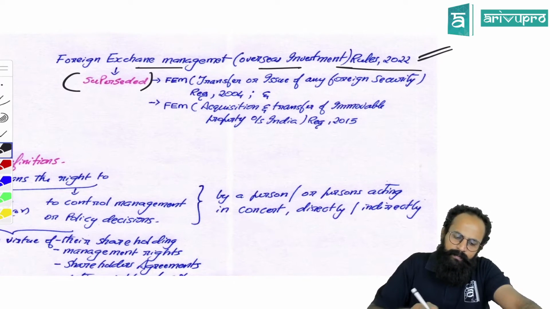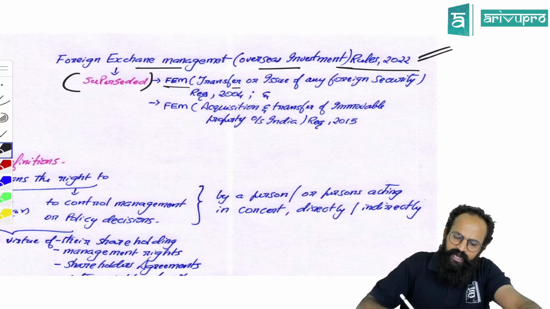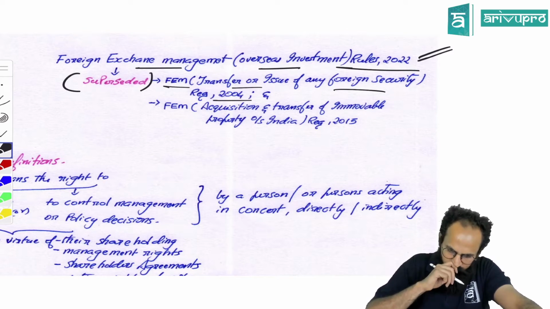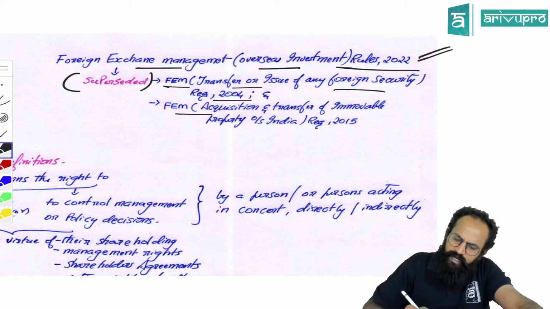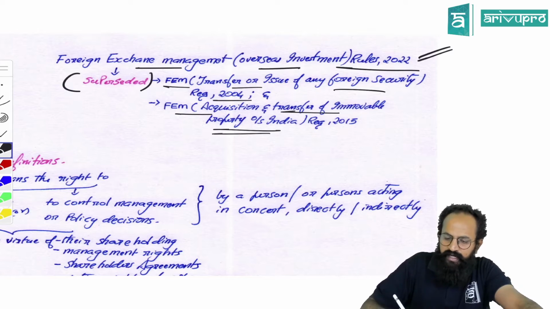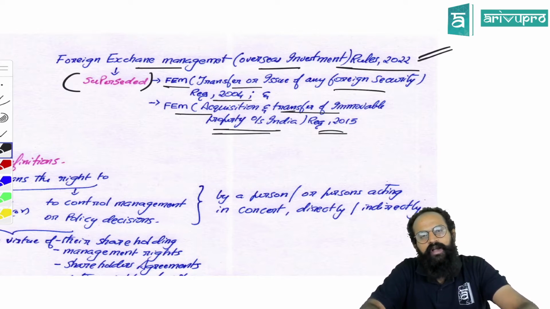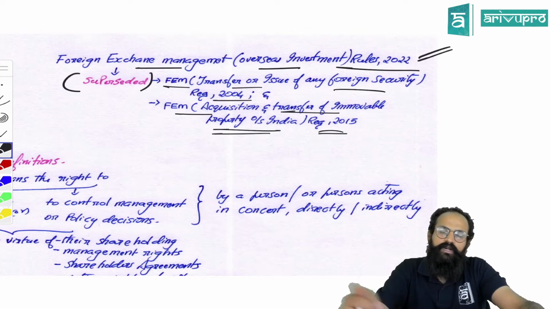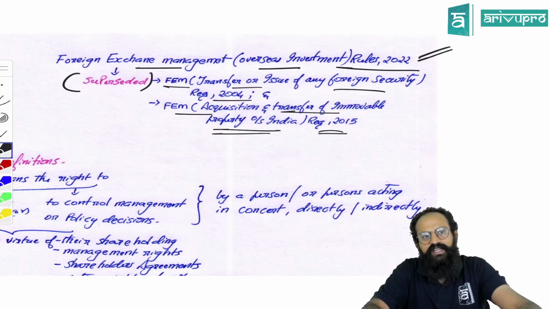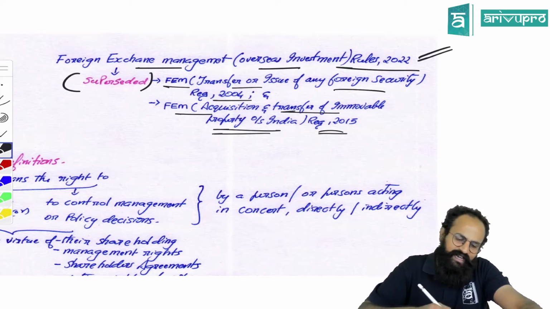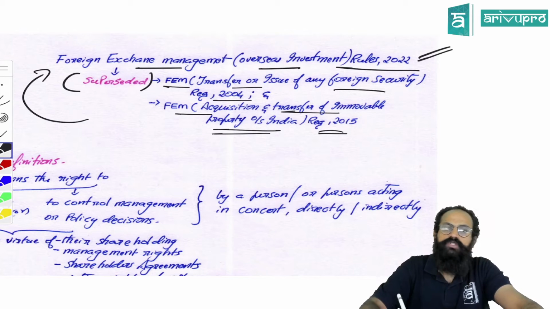The old ones, people: Foreign Exchange Management (Transfer or Issue of Any Foreign Security) Regulation 2004, and FEMA (Acquisition and Transfer of Immovable Property Outside India) Regulation 2015. So if you want to acquire securities outside India, or properties outside India, whatever the regulations were earlier, now that has been replaced by these new rules.